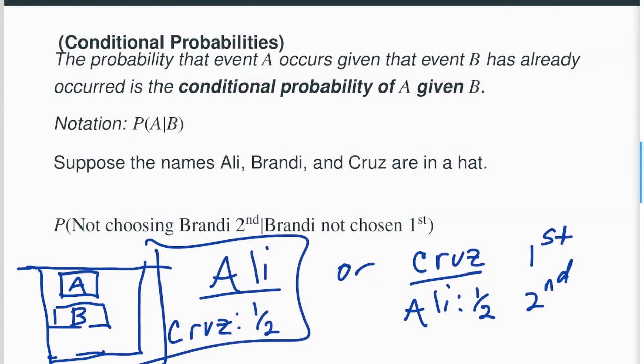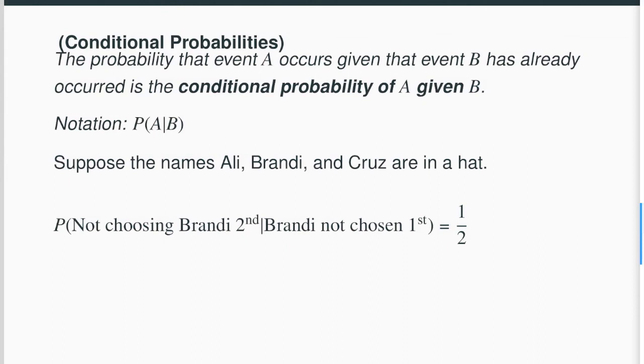So in both cases, no matter what happens the first time, if Brandy's not chosen, then we're either in the first case here or the second case. And if we're in the first case, there's a 1 in 2 probability that Brandy is not chosen. And if we're in the second case, there's also a 1 in 2 probability that Brandy is not chosen. So we end up with a 0.5 probability that Brandy is not chosen second, given that she's not chosen first. No matter which case we're in, the probability of not choosing Brandy second, given that she wasn't chosen first, is 1 out of 2.